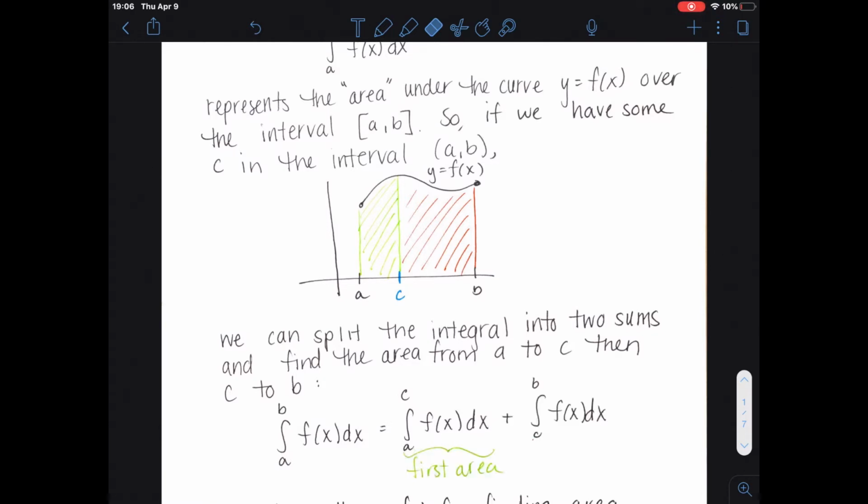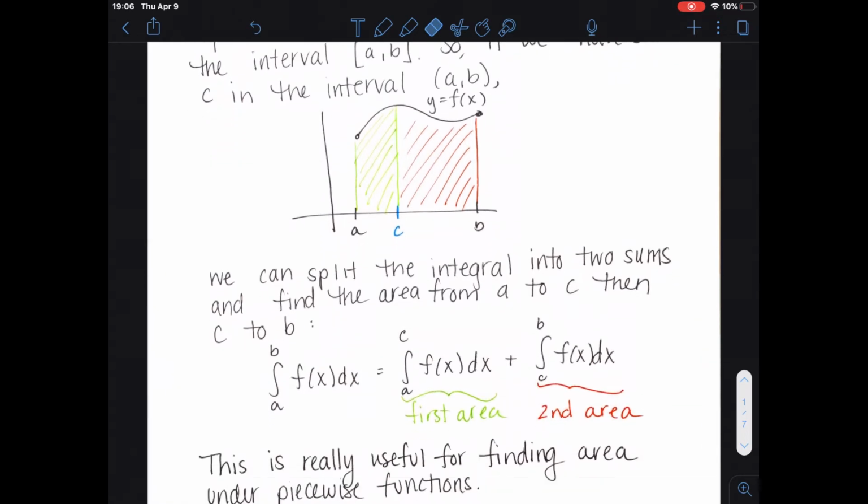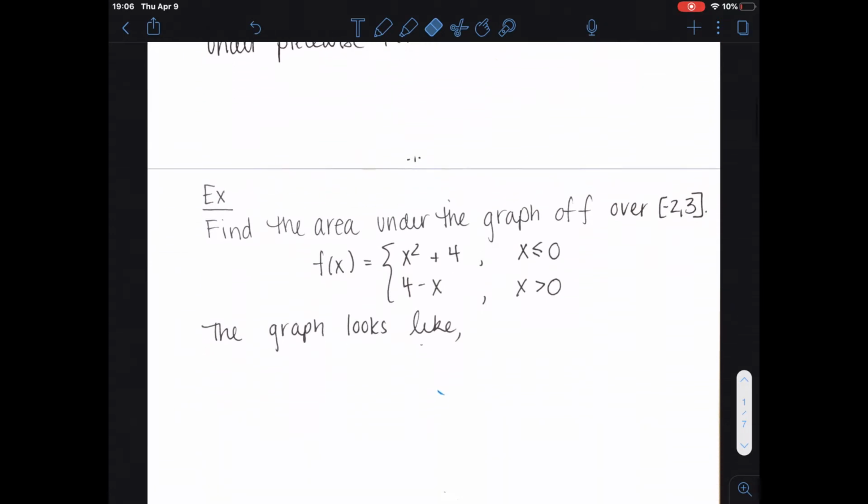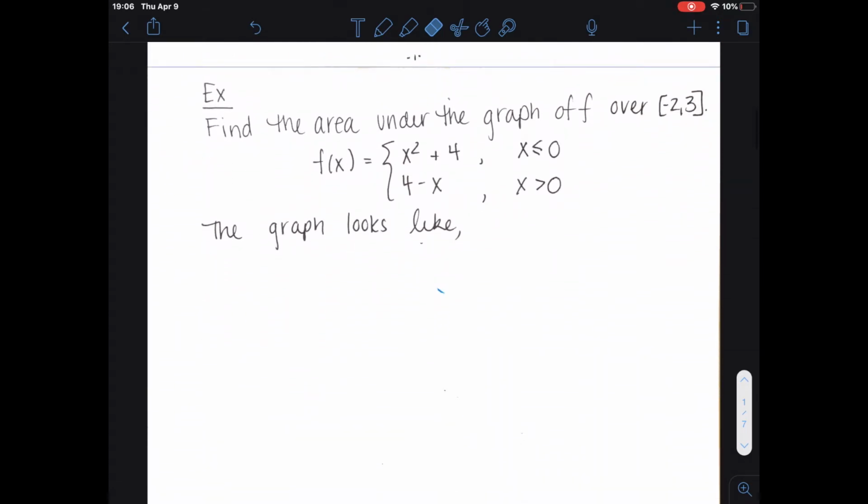So this first integral gives you that first green area. The second integral gives you that orange area. So it's really useful when we're dealing with piecewise functions because they have kind of strange cutoff points, or they have different rules on different pieces of the domain. So let's look at a function that has two pieces.